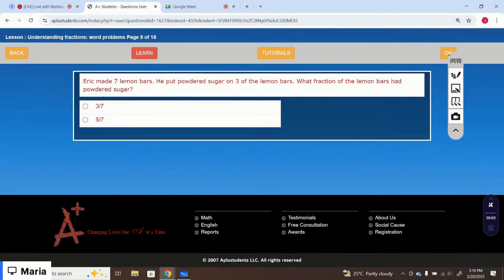Eric made 7 lemon bars. He put powdered sugar on 3 of the lemon bars. What fraction of the lemon bars had powdered sugar? So which is the correct option? That is 3 out of 7. Option number 1 is the correct option. Okay, you can complete the lesson by yourself later today. Let me just move on to the next lesson.